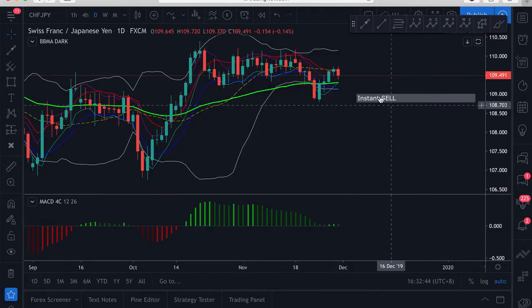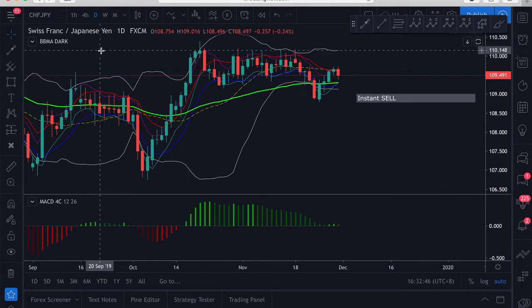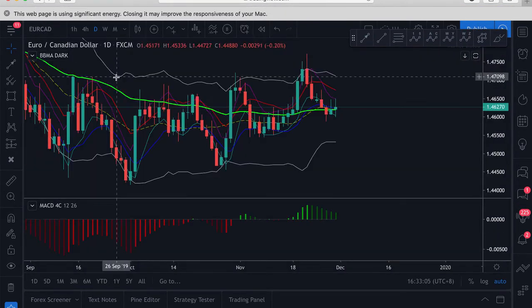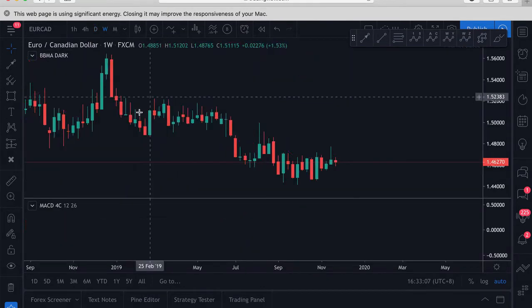Okay, then that's the 4th pair that we'll look at for this week. The next pair that we want to look at will be EuroCAD. Okay, EuroCAD.